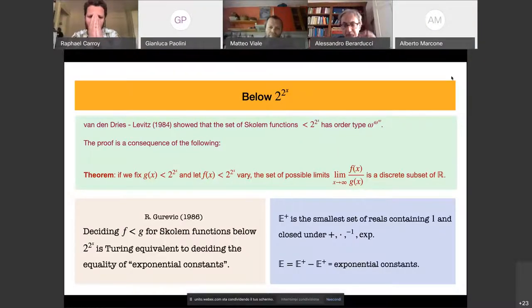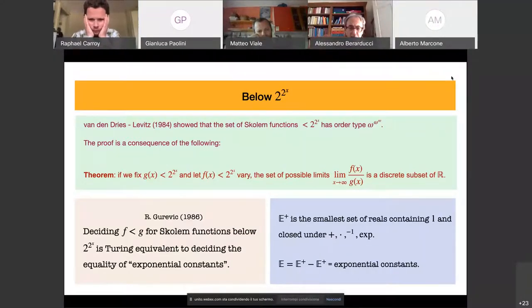Exponential constants are just the smallest set of reals containing 1 and closed under plus, times, inverse, and exp. And then you take the difference of two of those. These are the exponential constants. If you have two exponential terms, it may not be easy to see if they are equal or not. It may depend on Shanuel's conjecture. It's complicated. For instance, it could be that e to the e is equal to 17 over 31, but you don't know, right? Anyway, the problem is at least reducible to exponential constants. If you know exponential constants, then you can decide the order, but again, only below 2 to the 2 to the x.